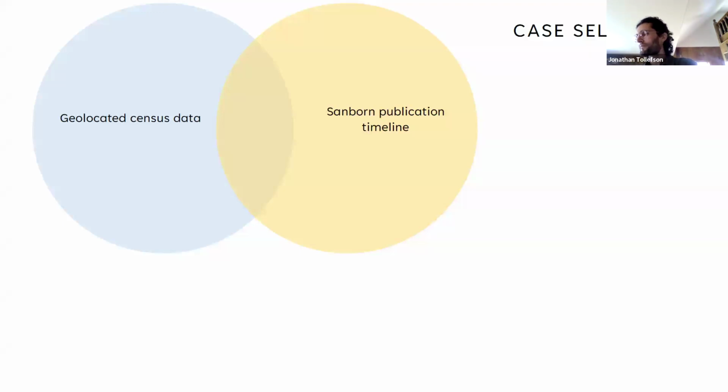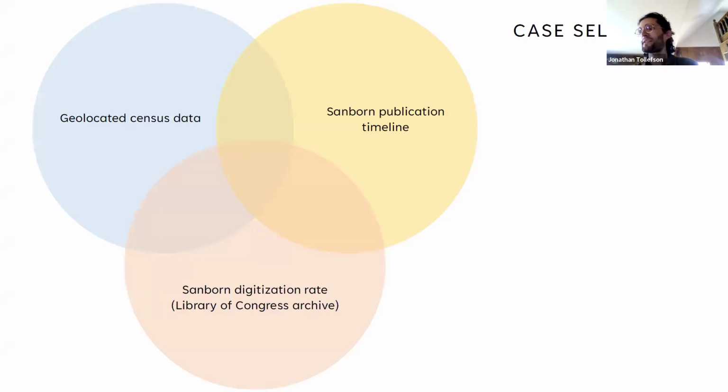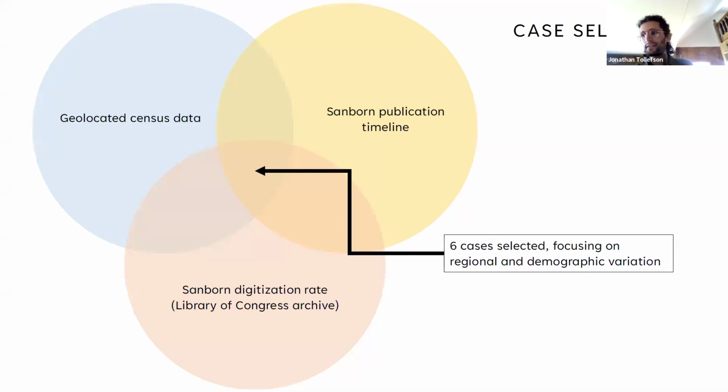And then also because I'm relying on digitized Sanborn data from the Library of Congress, I'm beholden to their progress in digitizing Sanborn atlases. So intersecting these criteria gives 11 different cities that have the right data at the right time, and I'm selecting 6 cases out of those to maximize regional variation and give me a wide range of sociodemographic histories.